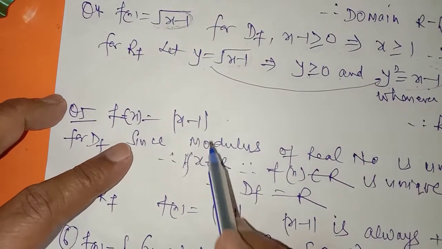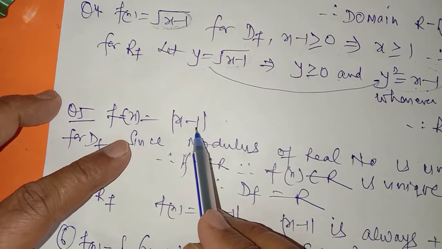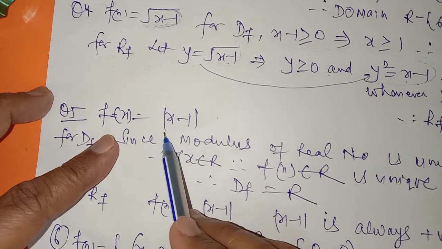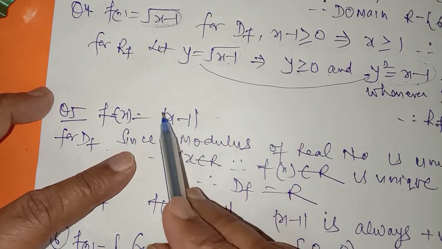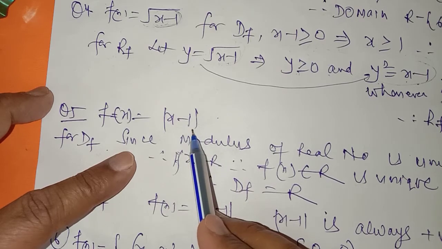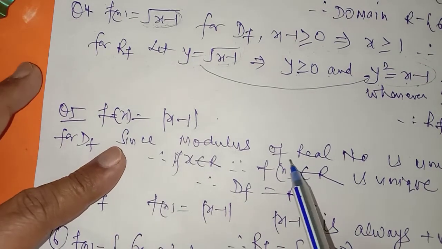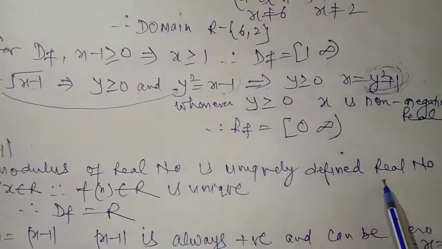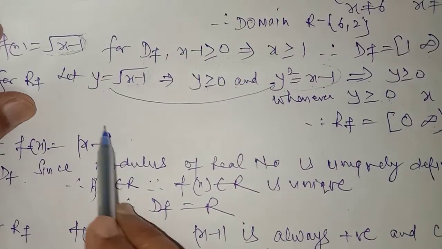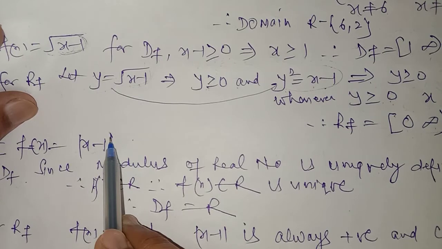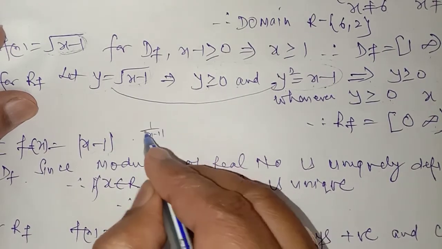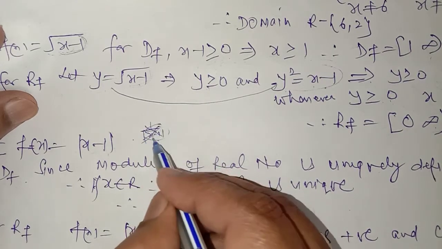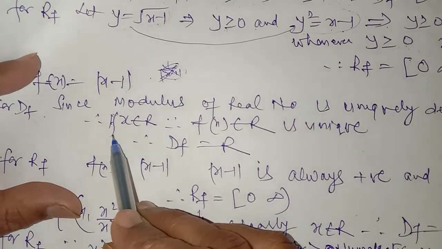Now in question number 5, again you have to find the domain and range. Modulus function we have done already in the previous exercise. f(x) is equal to mod x minus 1. Whenever we have mod in the numerator, it is defined for all real numbers. Modulus is always defined for real numbers if it is in the numerator. If it were in the denominator, it would not be defined when x is equal to 1, because in the denominator this should not be 0.